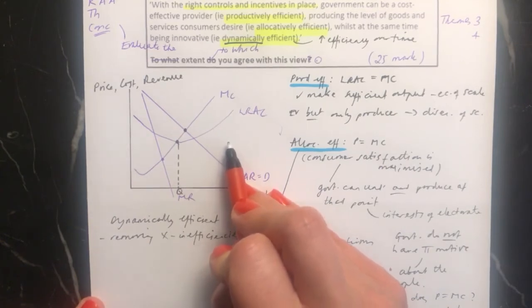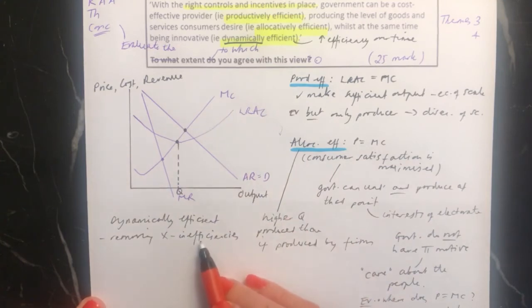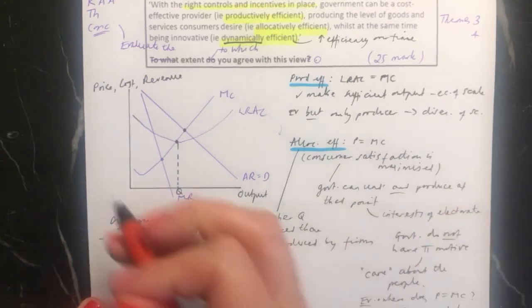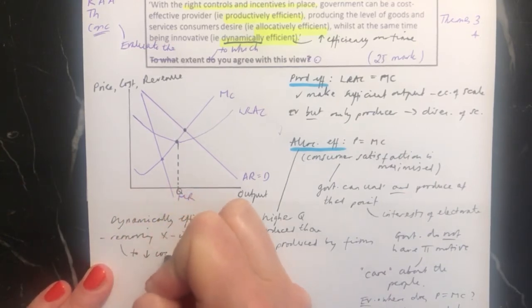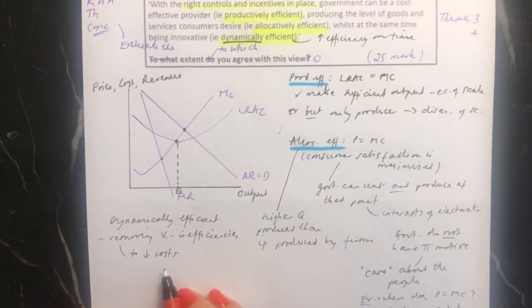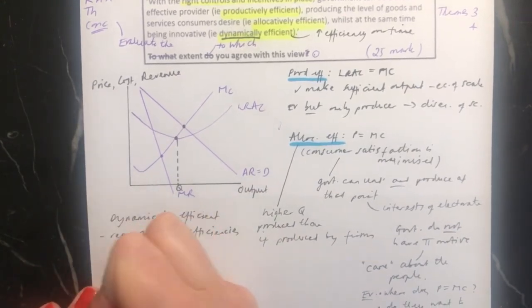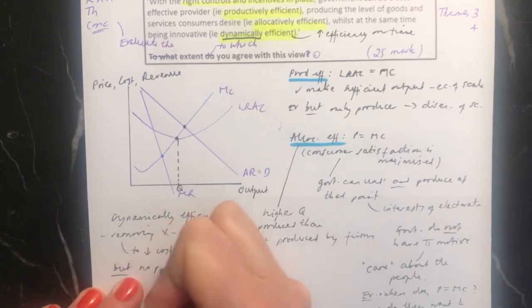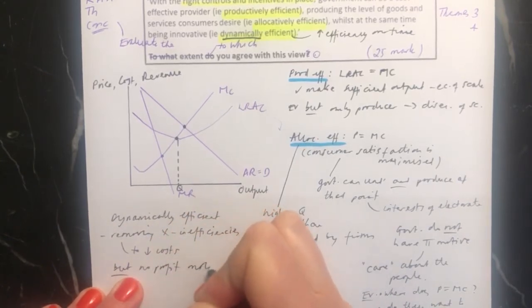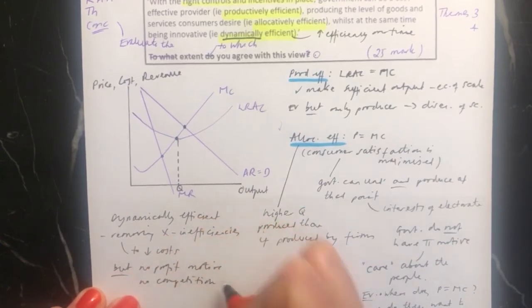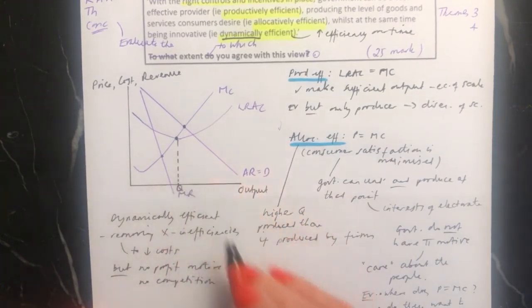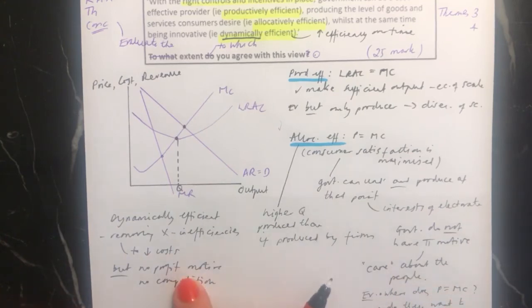However, would the government actually do this? Would they be trying to cut out X inefficiencies? You can say, yes, they would, to decrease costs, and the government might have an interest in doing that, but they have no profit motive and they have no competition if they're the only providers. Therefore, what incentive do they have to try and cut their long run average costs and bring the whole of the curve down to remove their X inefficiencies? It's very questionable. So this would be your evaluation here.